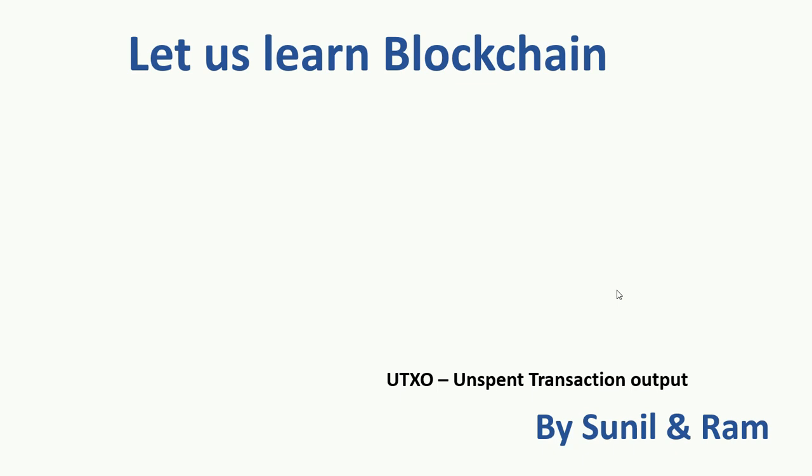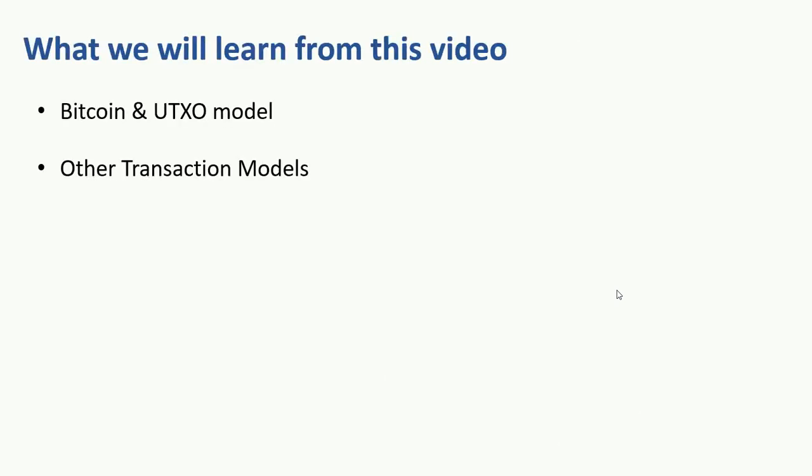Okay, so in this video, we're going to look at unspent transaction output. What is unspent transaction output? The unspent transaction output model is used in Bitcoin. Other platforms like Ethereum use a different transaction model. We'll focus mostly on the Bitcoin transaction model. When it comes to the Ethereum video, we will look at the Ethereum transaction model.